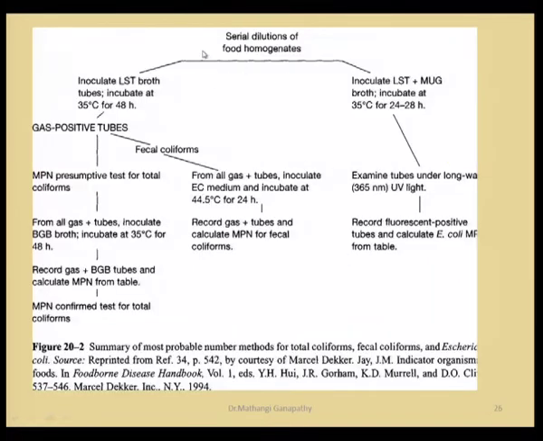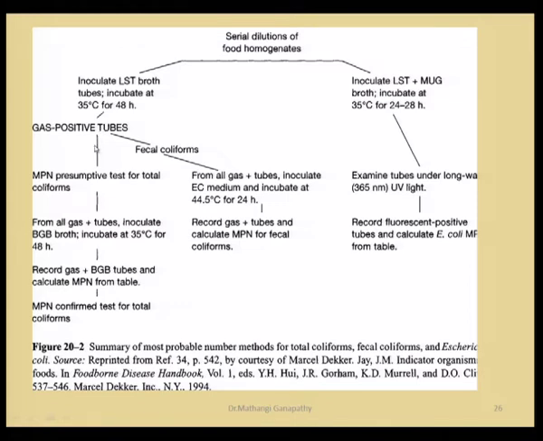So what we do for testing is, we first serially dilute the food homogenate and then inoculate in tubes, lactose broth tubes, and incubate at 35 degrees for 48 hours. When lactose fermentation happens, gas gets produced. So depending upon whether gas gets produced or not, you identify and separate out the gas positive tubes.